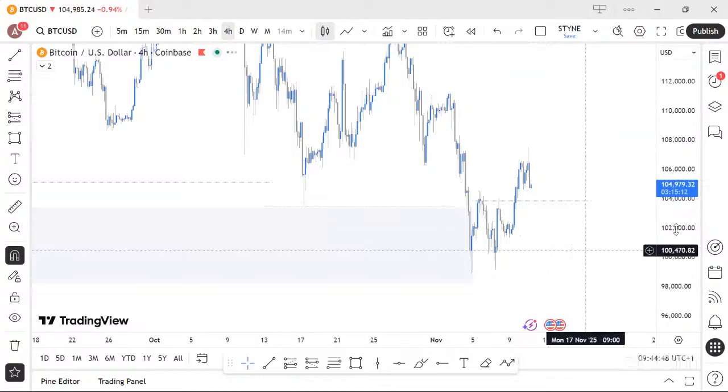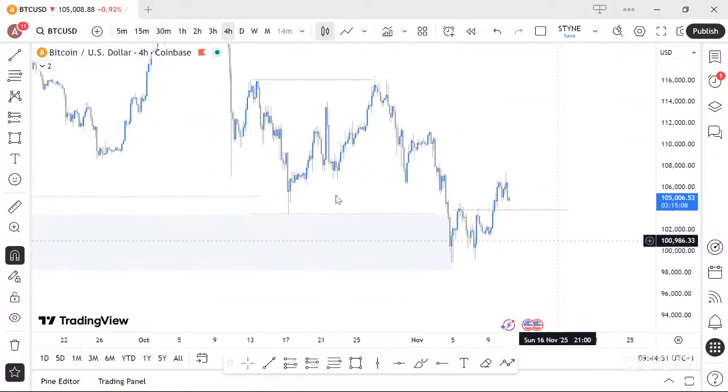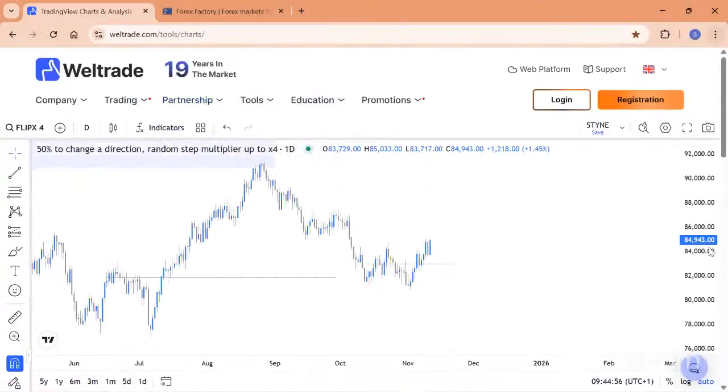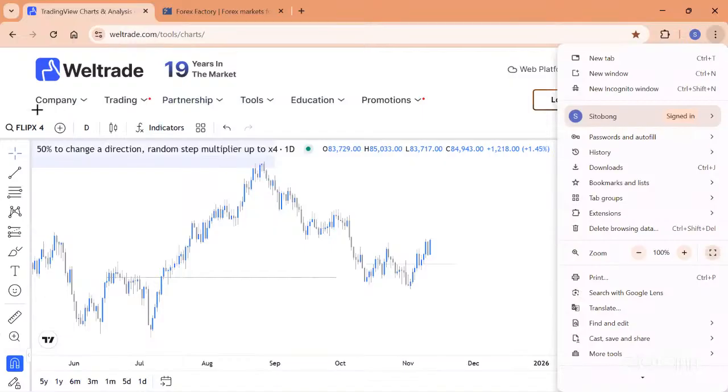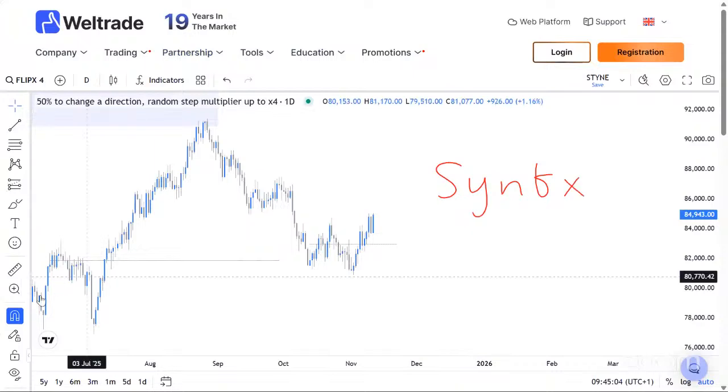So let's look at 1 or 2 synthetic indices and then we call it a day. Okay, let's look at 1 or 2 syntax. So the short form is syntax. So if I say syntax, you know what I'm talking about. Syntax, that's synthetic indices.